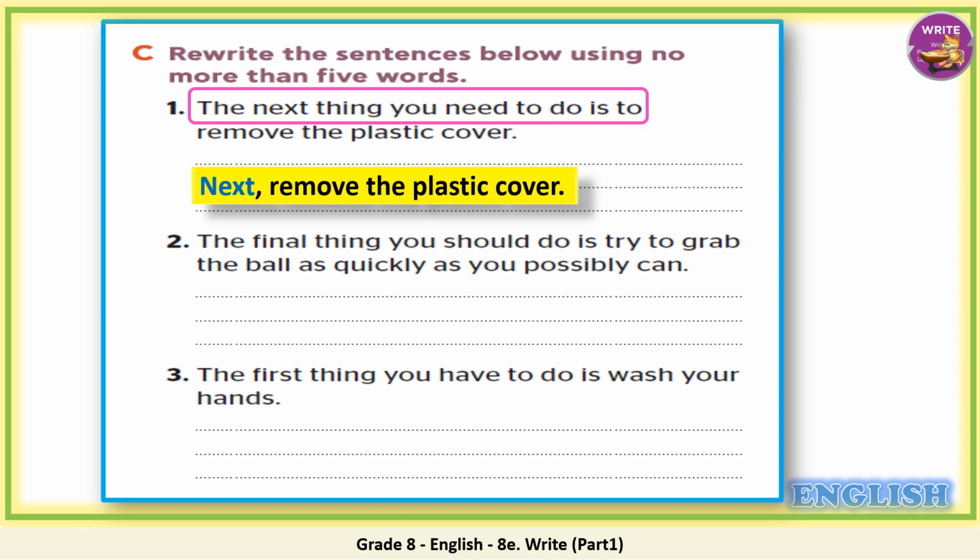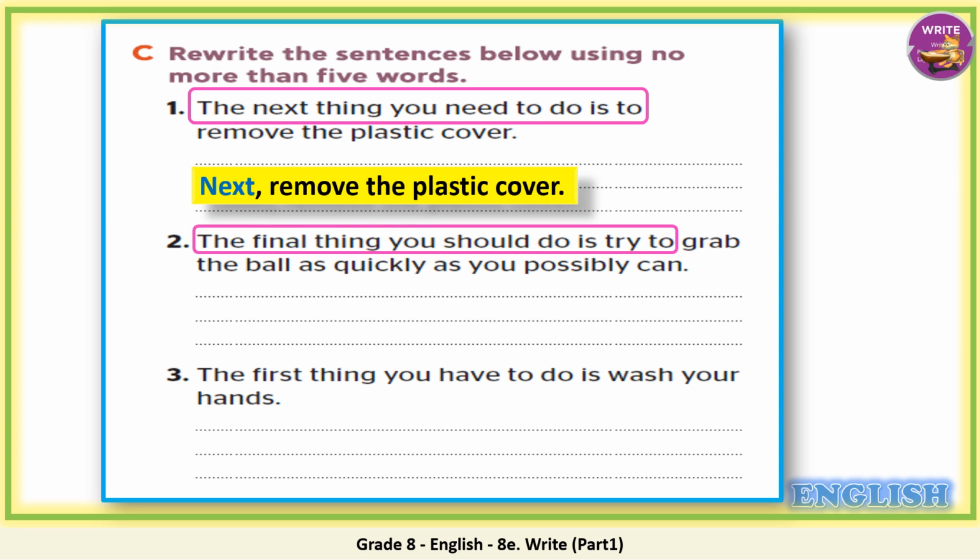Okay, number 2. The final thing you should do is try to grab the ball as quickly as you possibly can. This sentence is very long and we need to make it short. How can you make this sentence short? Use just 5 words. Think about the part or parts that you can delete and use just one word instead of them.